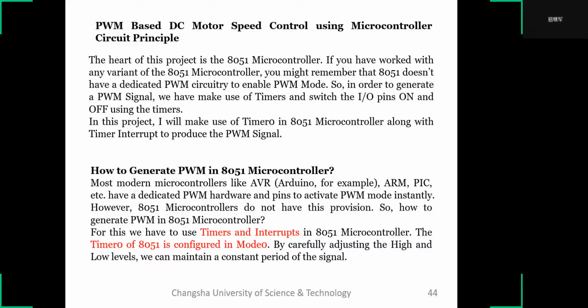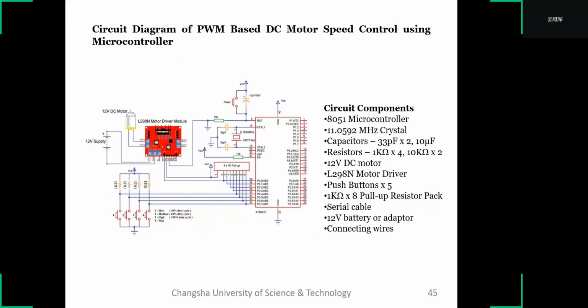OK, teacher. Let's review the last class. Last class, I introduced motor control: DC motor, step motor, and AC motor. For the DC motor, we control the speed with a PWM signal. This is an example I give you for your assignment.